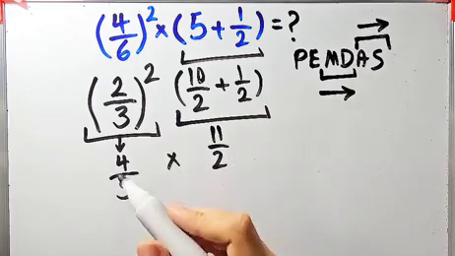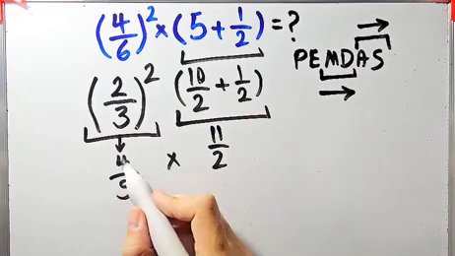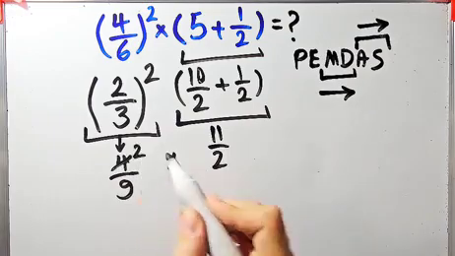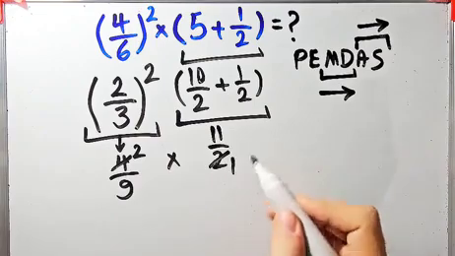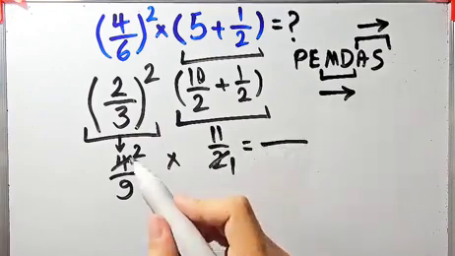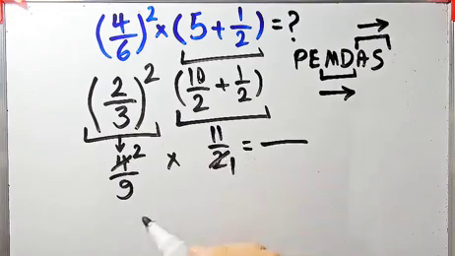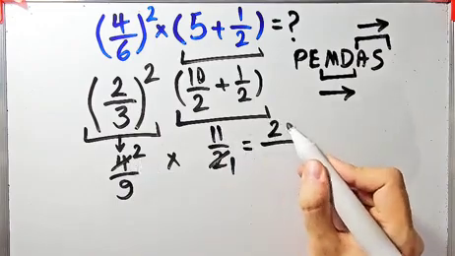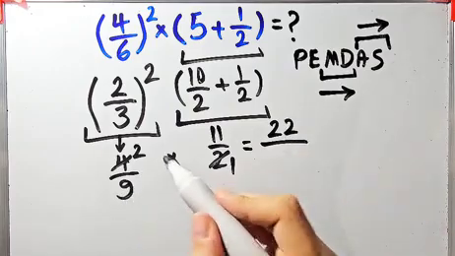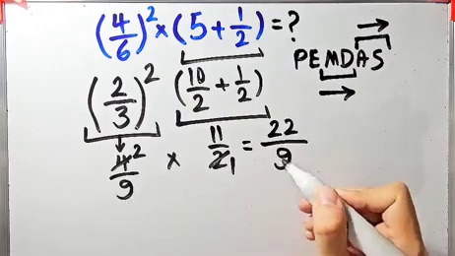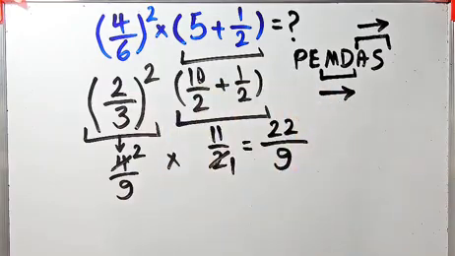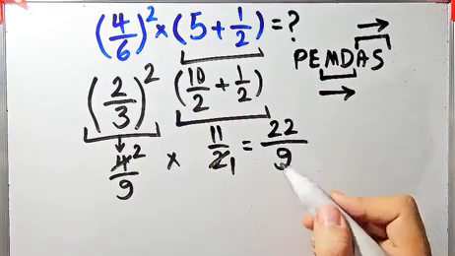Again, we can divide 4 and 2 by 2. 4 divided by 2 equals 2 and 2 divided by 2 equals 1. Now the question is 2 over 9 times 11 over 1. 2 times 11 equals 22 and 9 times 1 equals 9. The final answer of this question equals 22 over 9.